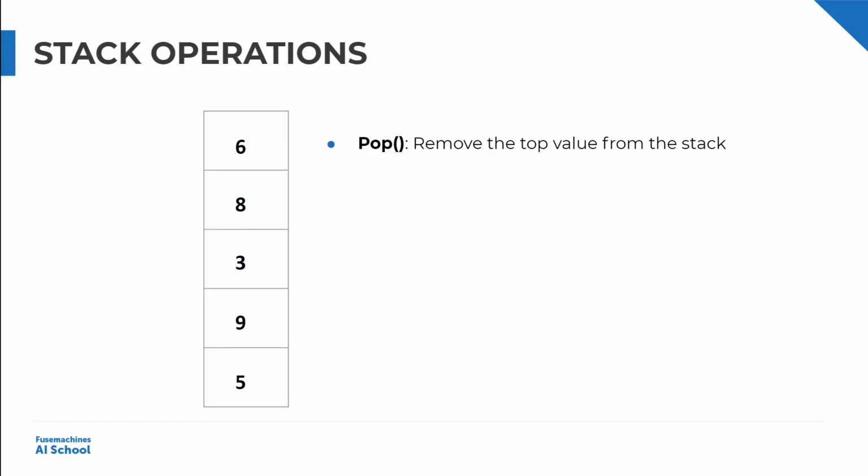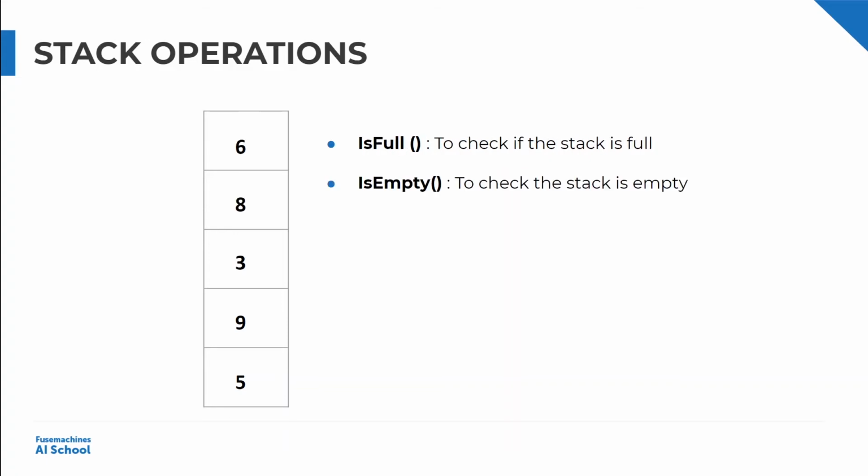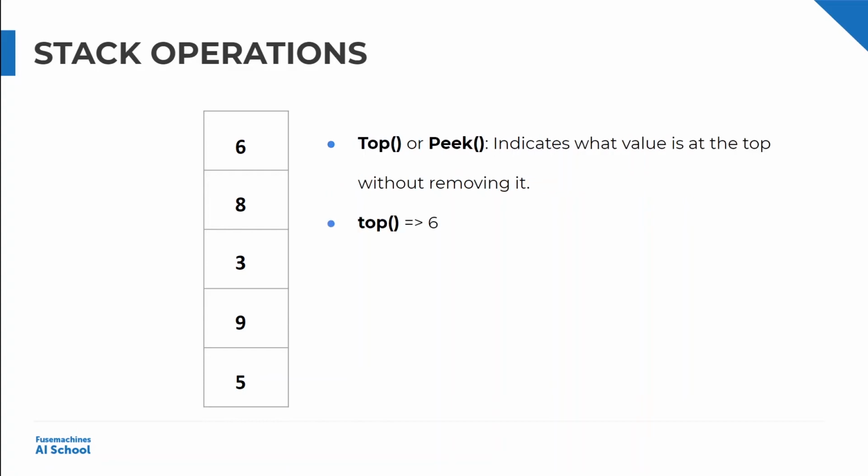Another operation, which is used to remove items from the top of the stack, is the pop operation. Here, we can remove the top element 6 by using the pop method. Similarly, we can remove 8, 3, and so on. The isFull operation is used to check if the stack is full, and to check if the stack is empty, we use the isEmpty operation. Top or peek indicates what value is at the top without removing it. Here, the top operation would return value 6.